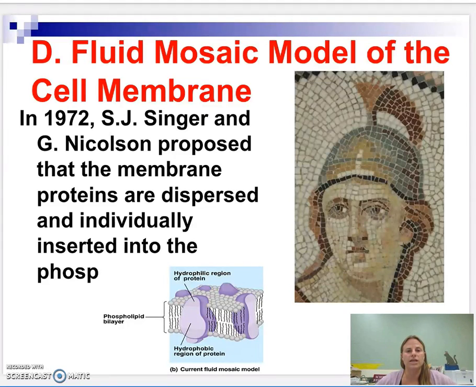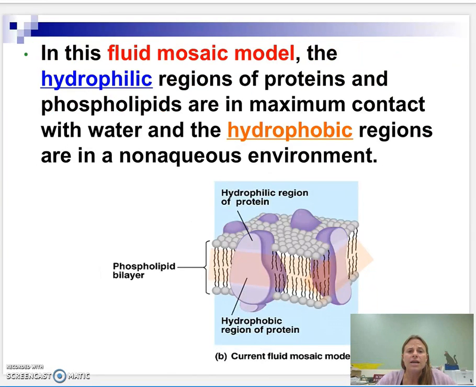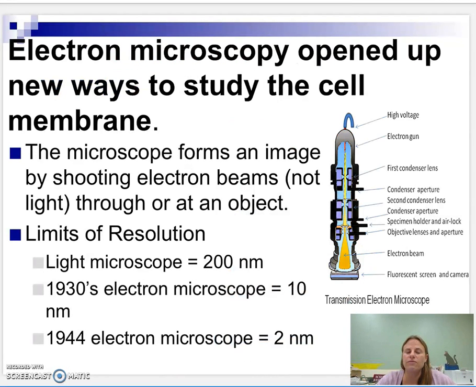So what we have come to is this present fluid mosaic model of the cell membrane that was proposed by Singer and Nicholson. Now, mosaic means that it is speckled. It has a lot of different shapes and sizes and colors. And that's what we've come to believe is what the cell membrane looks like, where the hydrophilic regions of the proteins and phospholipids are in maximum contact with the water, whereas the hydrophobic regions are in the non-aqueous environment.